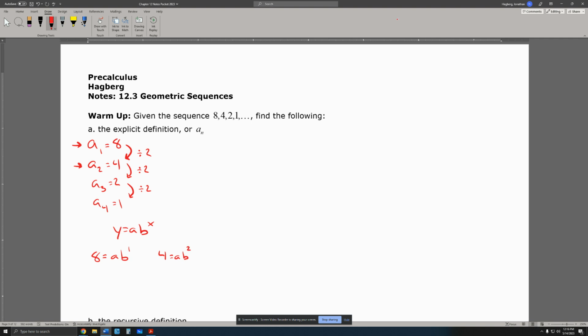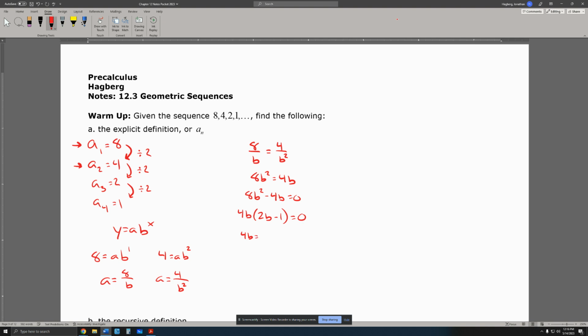Okay. Solving both of these equations for a, we get a is equal to 8 over b, or a is equal to 4 over b squared. And then finally, if we were to set these equal to one another, substitute in for a, we would get 8 over b is equal to 4 over b squared, or 8b squared is equal to 4b. And then solving this for b, we get 8b squared minus 4b is equal to 0. Factoring, we get 4b times a quantity 2b minus 1 is equal to 0.